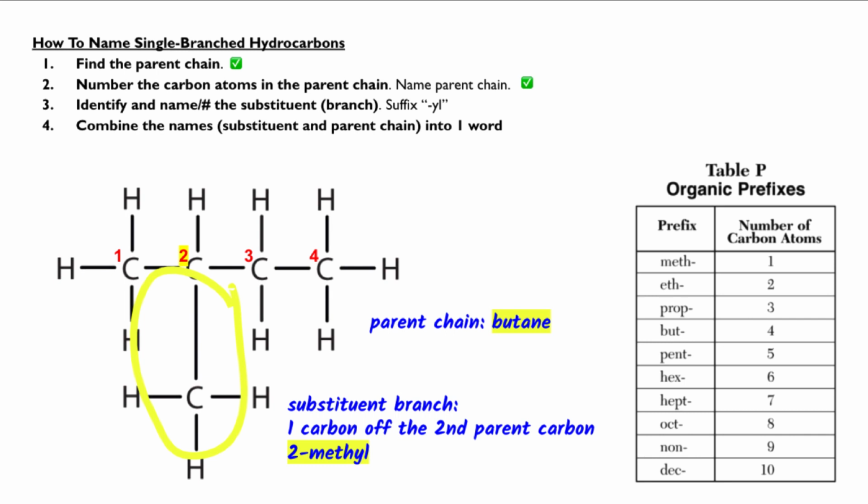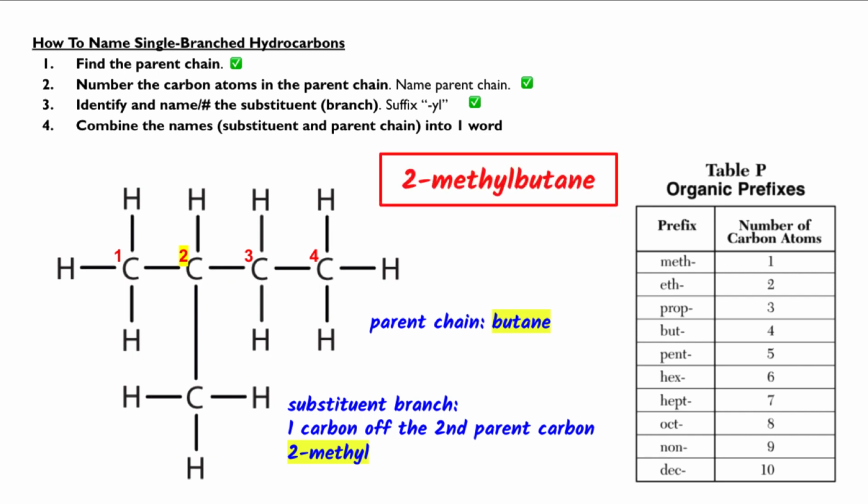Finally, to really finish up the naming for this molecule, I'm going to take the names and put them together. So this would be 2-methylbutane, one word. That name is telling me that I've got a chain of 4 carbons, butane, and off of the second carbon, I have a methyl group, which is 1 carbon and 3 hydrogens.